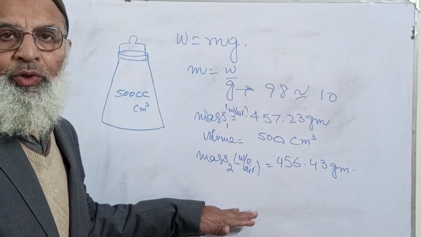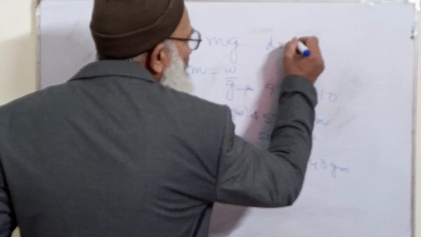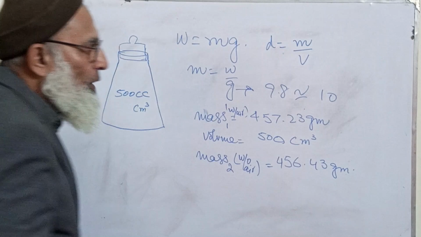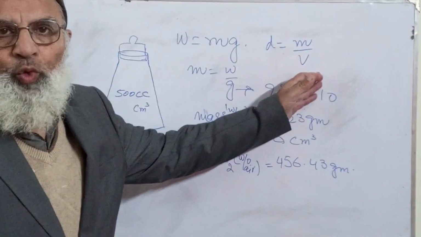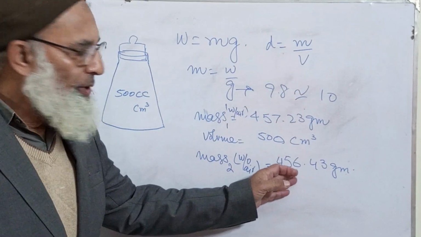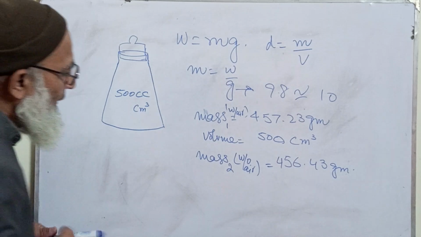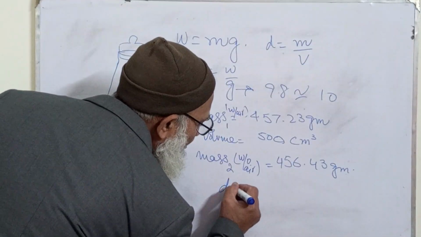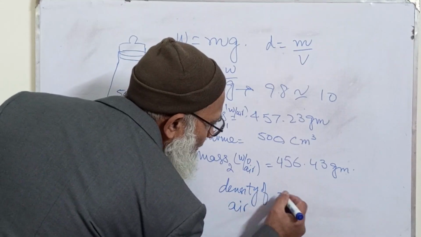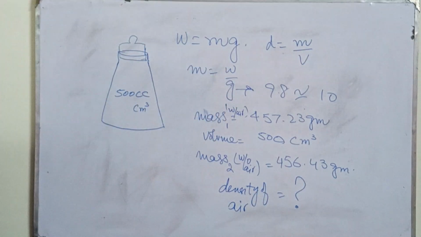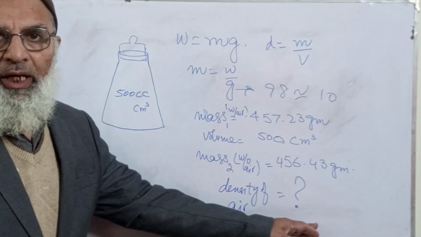Now we want to find the density of air. And you know what is density? Density is equal to mass per unit volume. I always tell you the definition of density. Density is mass per unit volume. Now we have not yet calculated the mass of the air. Density of air is equal to this question mark, which is unknown to us.